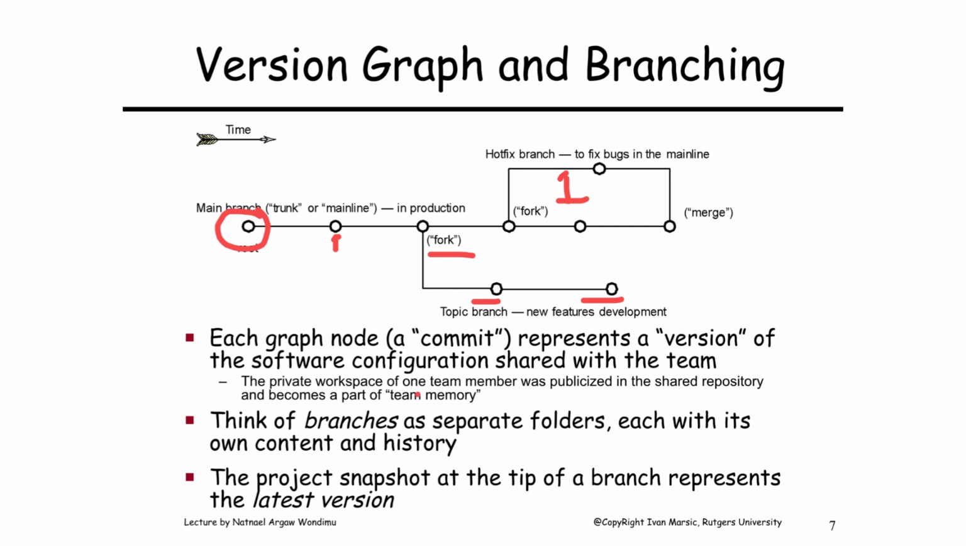So in this graph, each node represents a version of the software configuration shared with the team. We can think of branches as separate folders, each with its own content and history. The project snapshot at the tip of the branch represents the latest version, the latest version of the folder in general.